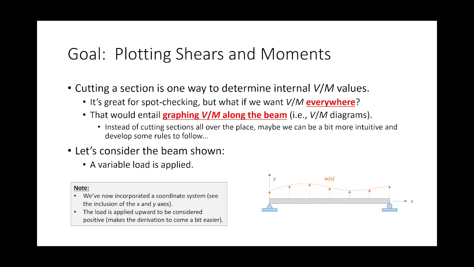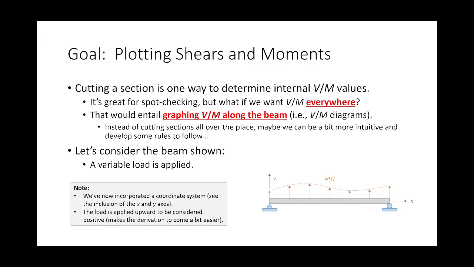So what that means is I want to develop a graph, like an X and Y graph on a coordinate system. I want to be able to graph the shear along the beam. I want to be able to graph the bending moment along the beam. And that's what I mean by a shear and moment diagram. It's just a graph, okay? Now, instead of cutting sections all over the place, we're going to be a little bit more intuitive, okay?